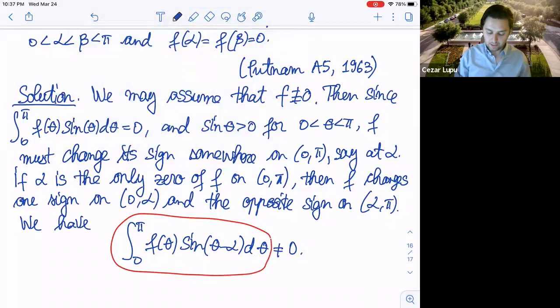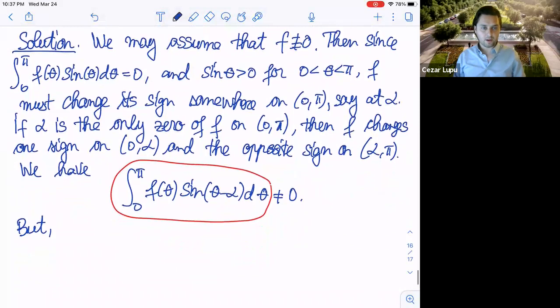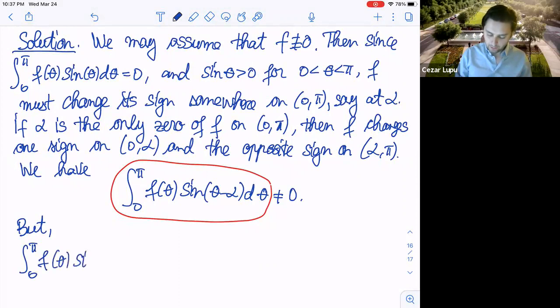So, but this integral, if we have a closer look at this integral, we have the integral from 0 to pi of f of theta times sine of theta minus alpha d theta. So this guy here is nothing else. If we expand this guy, right?